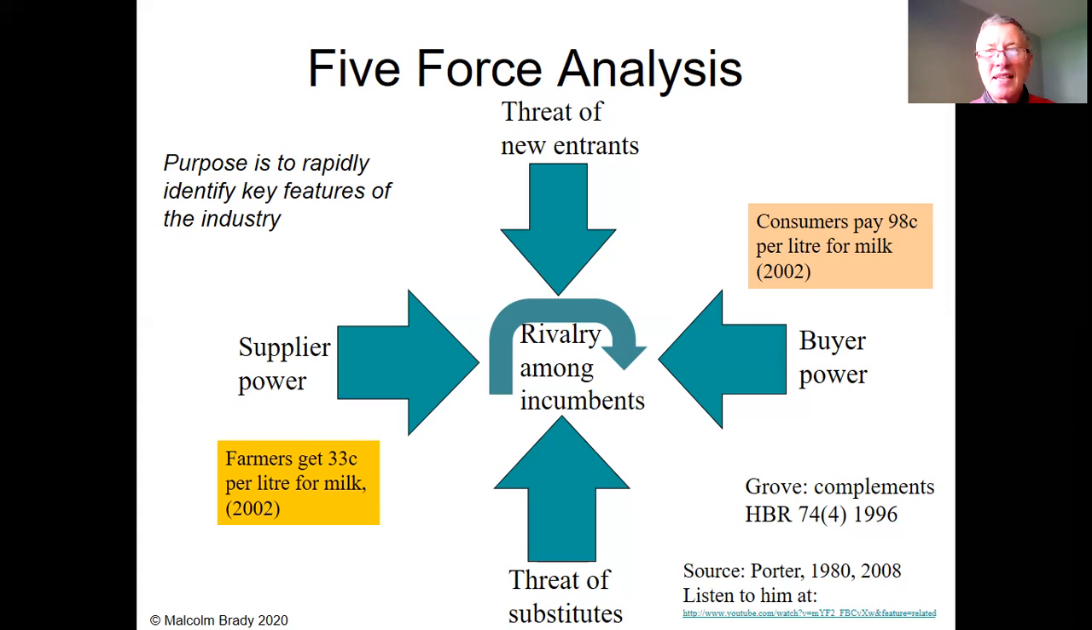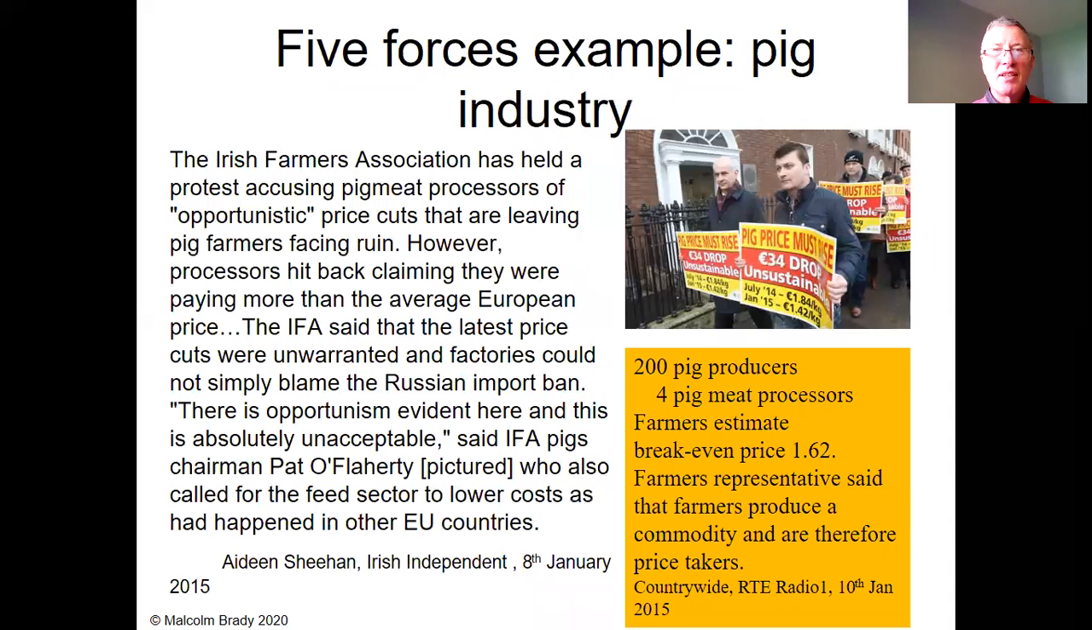Okay, a second example is going to be the pig industry in Ireland, and I'll read down through this. This is 2015, so not too long ago. The Irish Farmers Association held a protest accusing pig meat processors of opportunistic price cuts that are leaving pig farmers facing ruin. However, processors hit back, claiming they were paying more than the average European price.